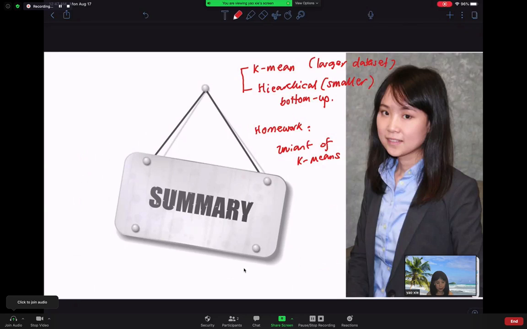Okay, and so you will see this in your homework, and you will also implement k-means yourself and test its performance on real data sets in the homework. Okay, that's it for today.